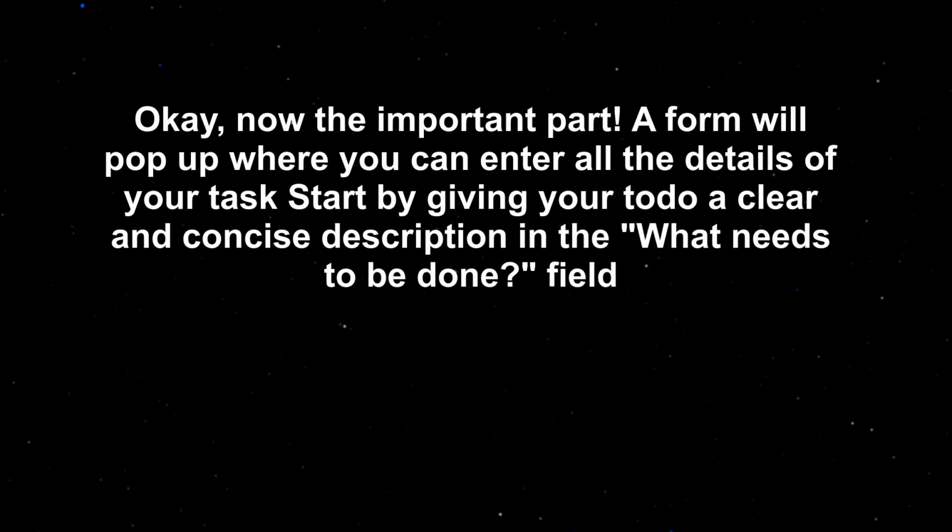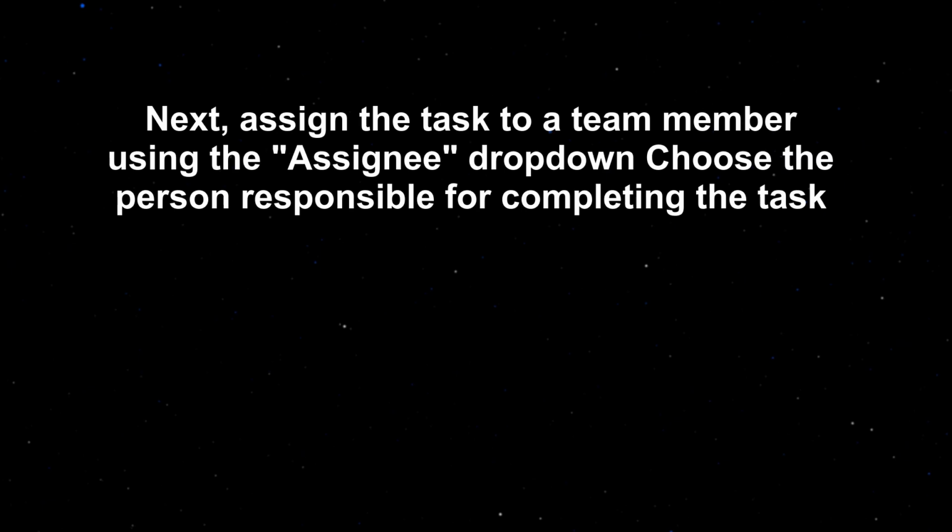Okay, now the important part. A form will pop up where you can enter all the details of your task. Start by giving your to-do a clear and concise description in the What Needs to Be Done field. Next, assign the task to a team member using the assignee drop-down. Choose the person responsible for completing the task.